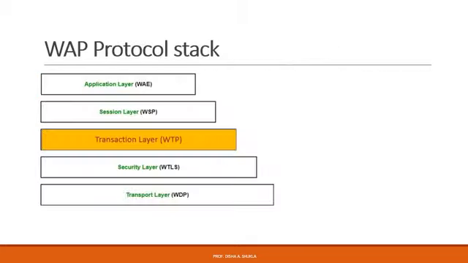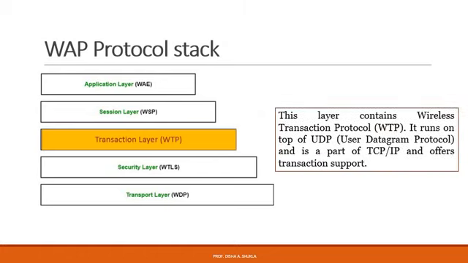The next protocol is implemented at the transaction layer and is called WTP, that is the wireless transaction protocol. It runs on top of UDP, that is the user datagram protocol, which is a part of TCP/IP, and offers transaction support. The wireless transaction protocol is the wireless application protocol's transaction protocol. It works between the session protocol WSP and the security protocol WTLS.